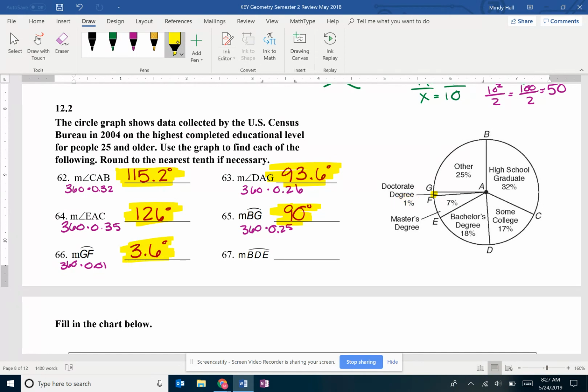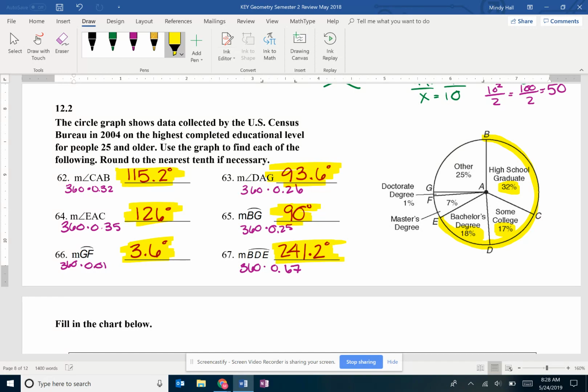And then BDE goes from B all the way around to D, all the way to E. So that is 18%, 17%, and 32%. So when you add all of those up, it is 0.67. So 360 times 0.67. Oops. Time to type on my calculator. Is 241.2 degrees.